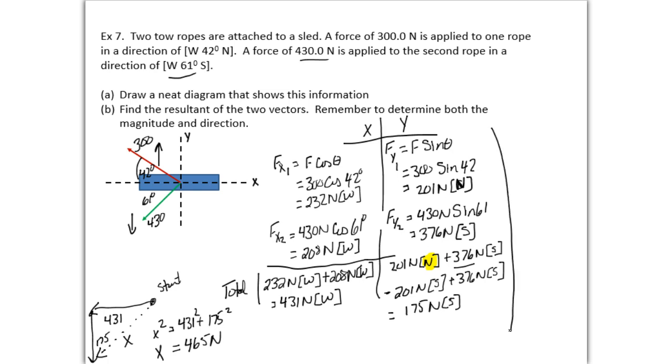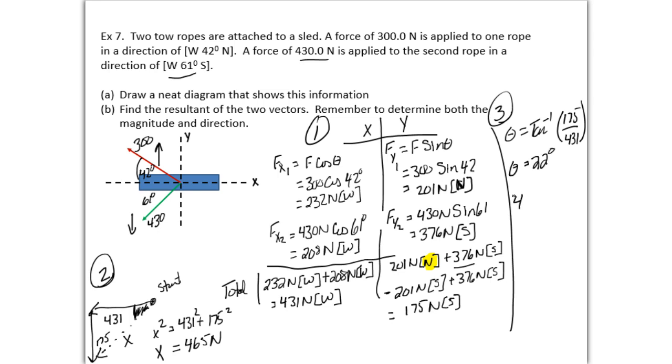I don't want to skip over to a new page, so sorry for making this a little cluttered, guys. So this was step 1, step 2, step 3, so tan, inverse, and your opposite, which is from your starting point, your opposite is 175, over 431. So you should have come back with an angle of 22 degrees.